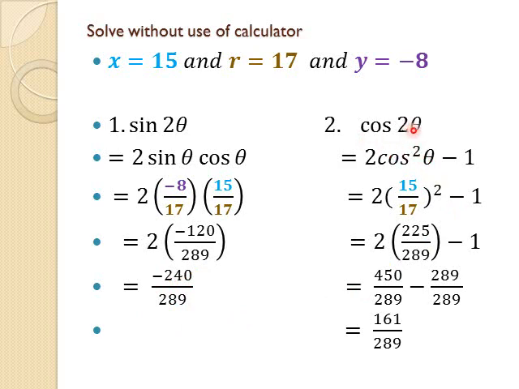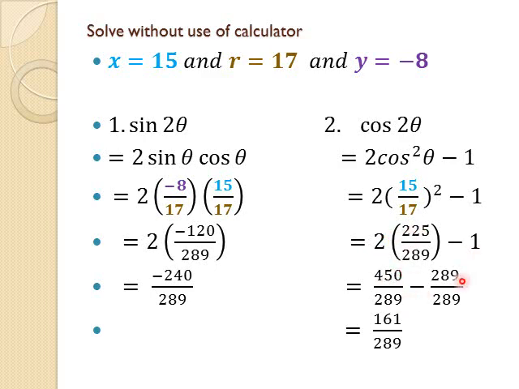Look at cos 2 theta. I can use any one. I could have said cos squared minus sine squared. They have used 2 cos squared minus 1, and I assume you remember we can still say 1 minus 2 sine squared theta. So there, cos is x over r, my x is 15, r is 17, squared, minus 1. 15 squared is 225, 17 squared is 289. 2 times 225 gives me 450.